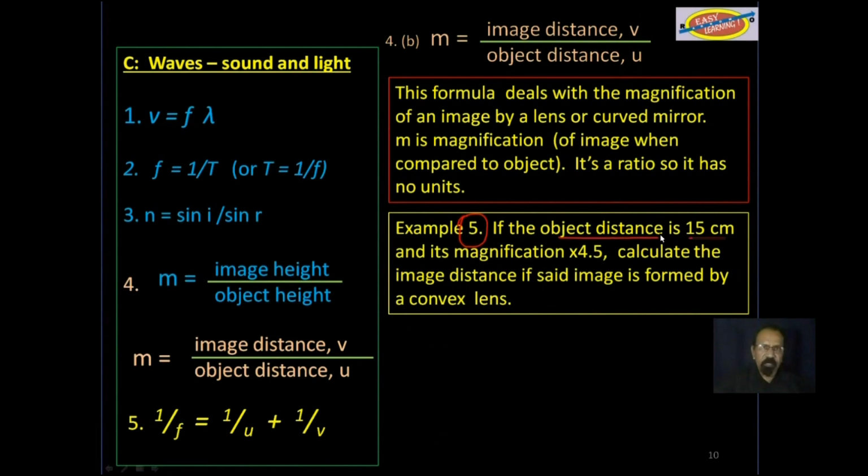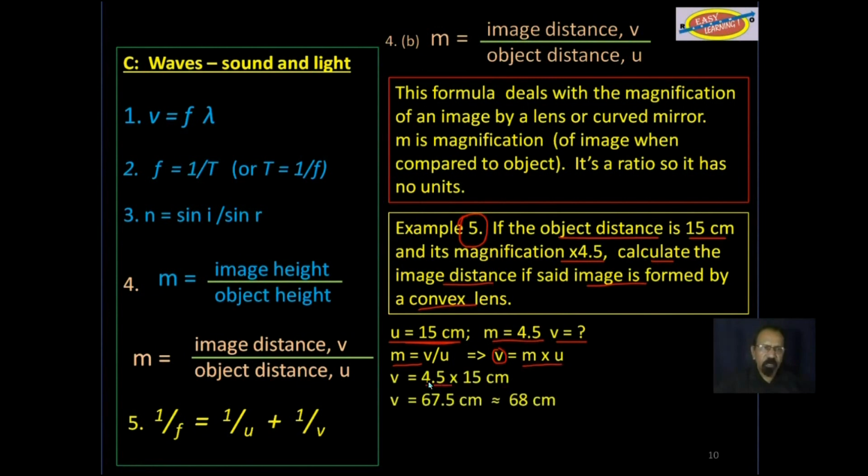If the object distance is 15 centimeters and its magnification is 4.5, calculate the image distance if said image is formed by a convex lens. So what do we know? We know the object distance is 15 centimeters. We know the magnification is 4.5, and we want to find the image distance. M is equal to V over U. We want to find V, which is equal to M times U. We substitute the numbers we are given, and we get an answer of 68 centimeters.